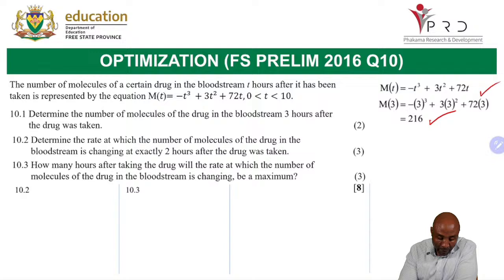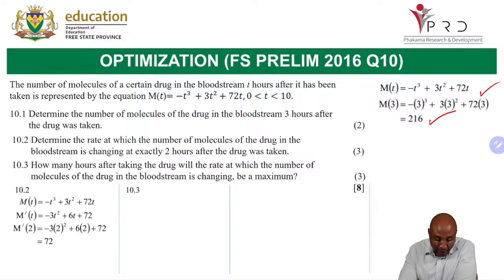10.2, we are supposed to determine the rate at which the number of molecules of the drug in the bloodstream is changing at exactly 2 hours after the drug was taken. So for rate, we do the first derivative. After getting the first derivative, we substitute the time and it will give us 72 molecules per hour. It's a rate of change. If it was distance and time, it would be meters per hour, per second, per minute, depending on the units that we are using.